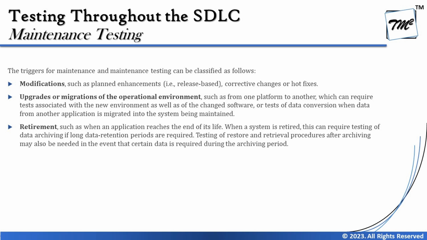So let's quickly have a look again at what we are trying to talk about. The triggers for maintenance testing can be classified as follows. Number one, modification, such as planned enhancements, which are release based, corrective changes, or hot fixes, which are unplanned changes. Upgrades or migration of the operational environment, such as from one platform to another, which can require tests associated with the new environment, as well as the changed software, or tests of data conversions when data from another application is migrated into the system being maintained. And the last one is retirement, such as when an application reaches the end of its life.